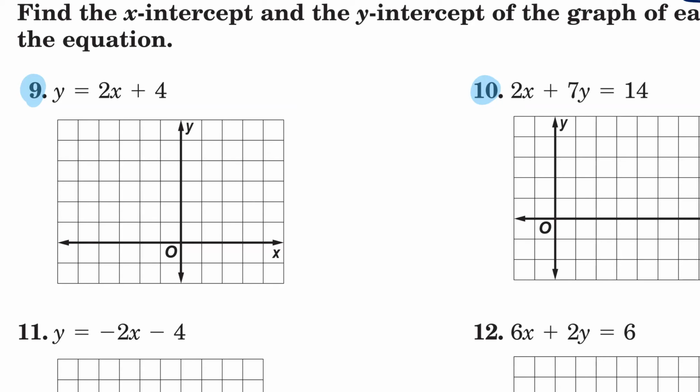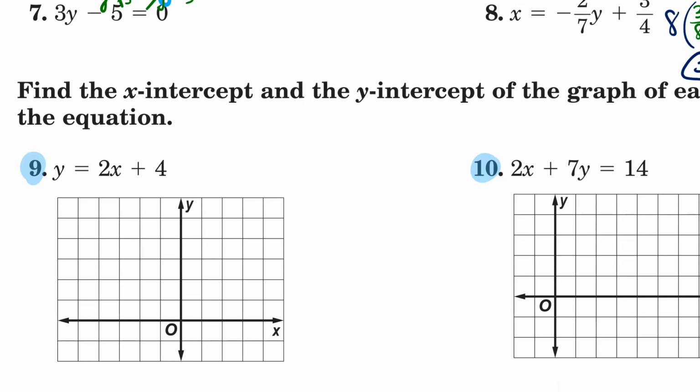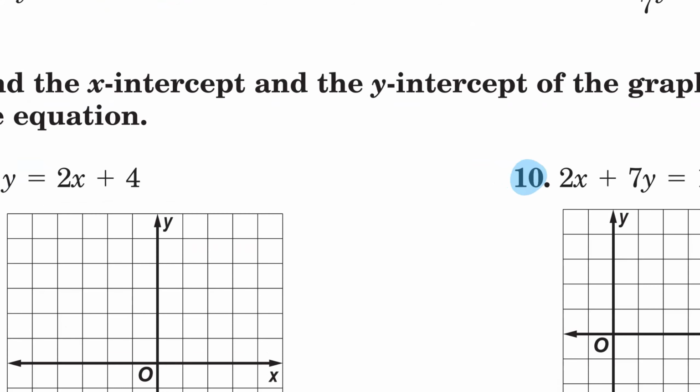Find the x and y intercept of the graph of the equation. Then graph the equation. Okay. Find the x and y intercept. This is one thing we missed on the chapter 4 test. Kaylin, how do you find the x-intercept? What do you have to do?